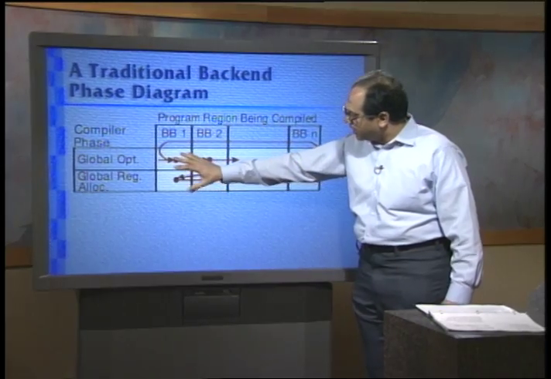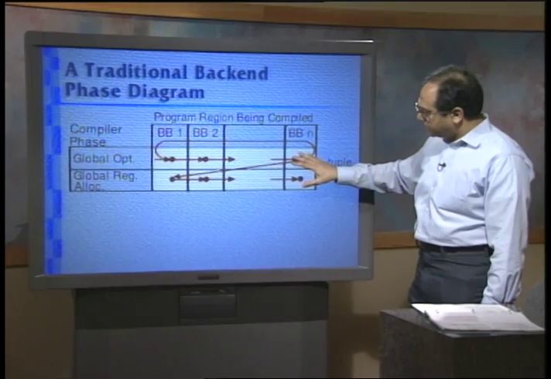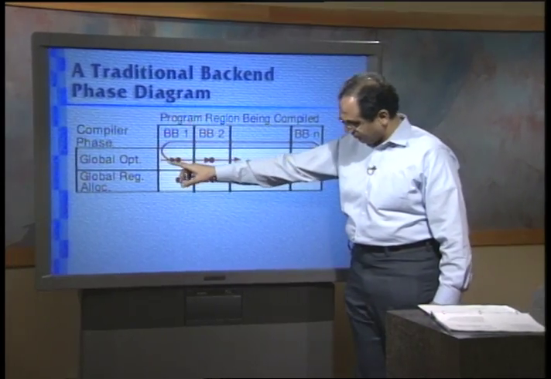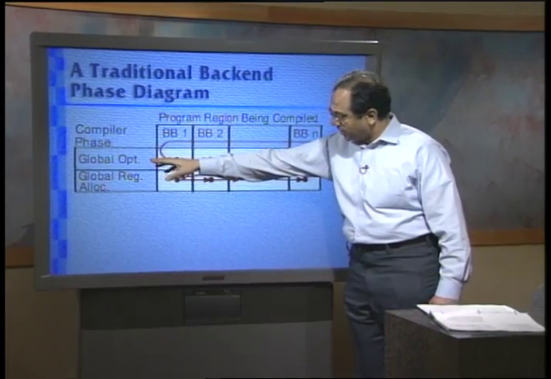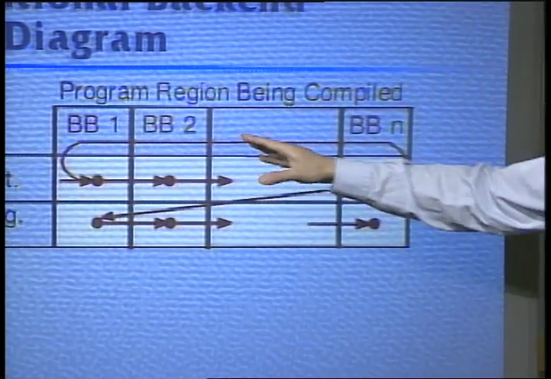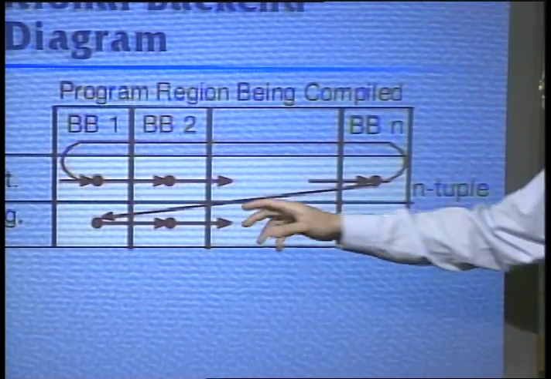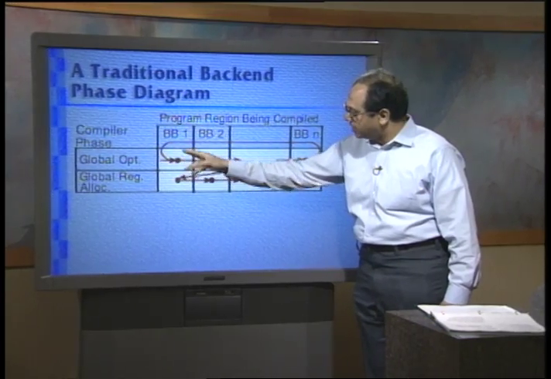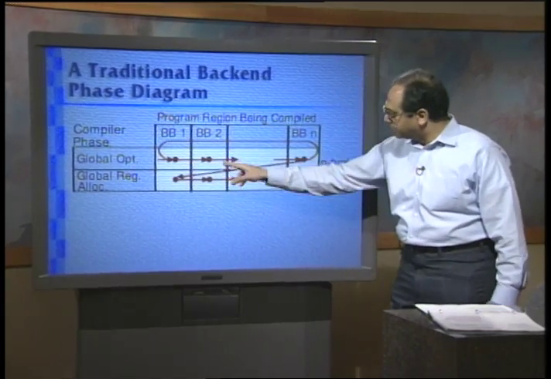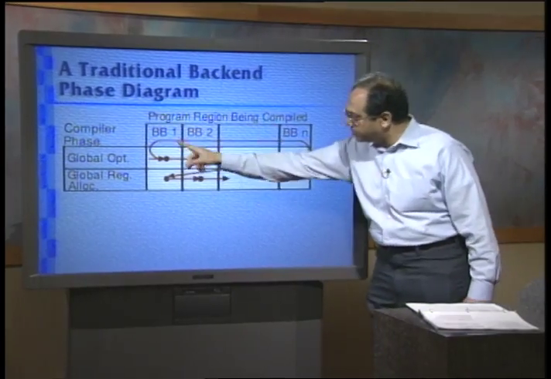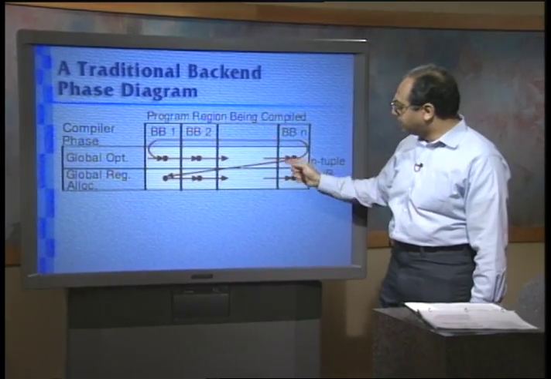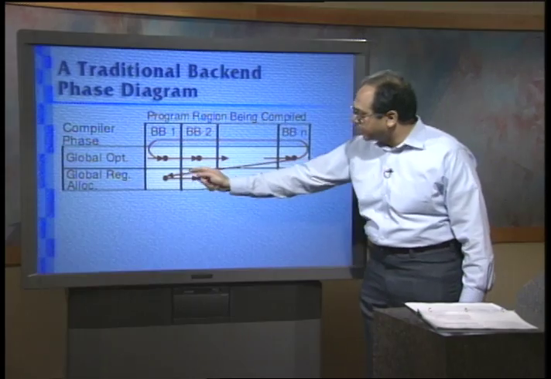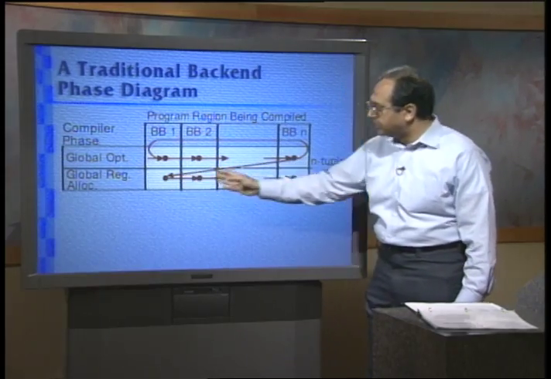The arrows within this tell us in what order these different compiler activities are performed upon the basic blocks. So what this says is that the global optimization consists of optimizing this basic block and this basic block and so on, and then perhaps repeating this a number of times. And then finally, when we are satisfied with it, we'll do global register allocation.